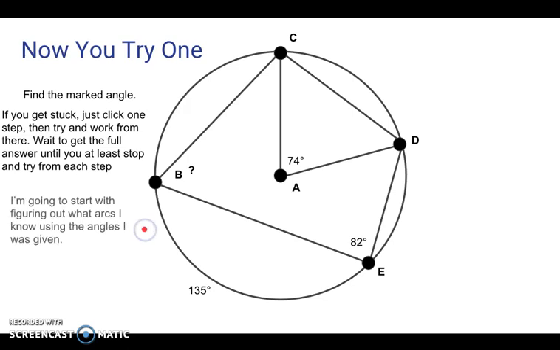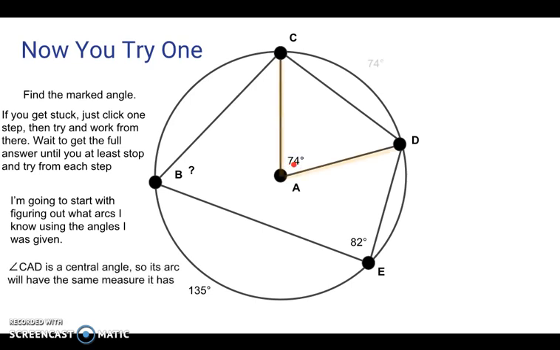Okay, here's your next step. So first I'm going to say, okay, I have these angles here. What do I know about their arcs? The easiest one is my central angle always, because the central angle and the central arc are the same. So if this angle is 74, this arc is 74.